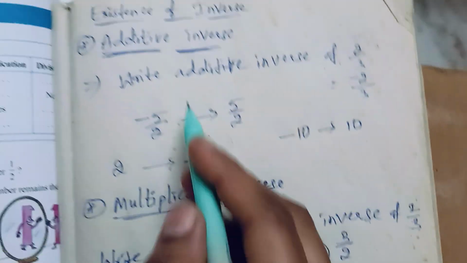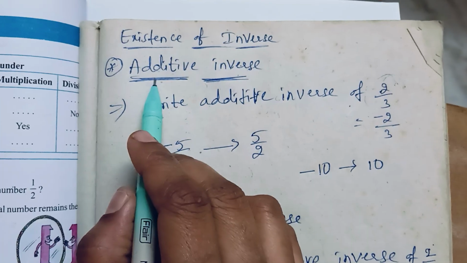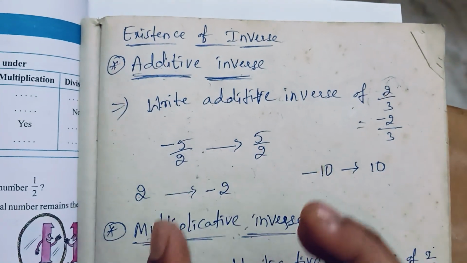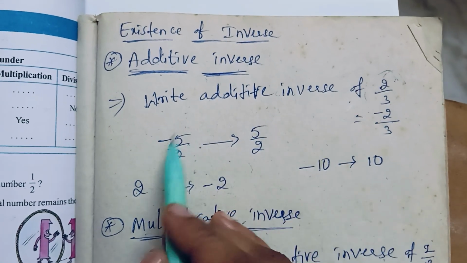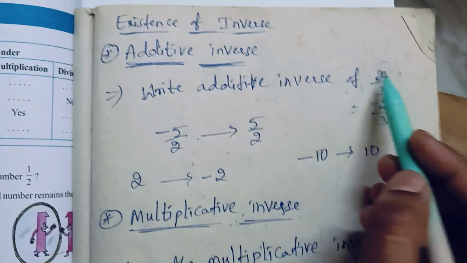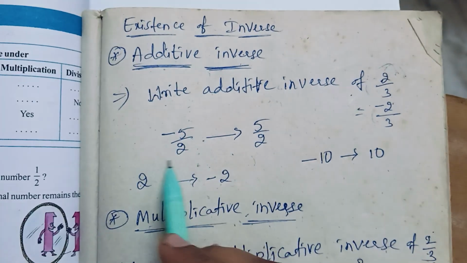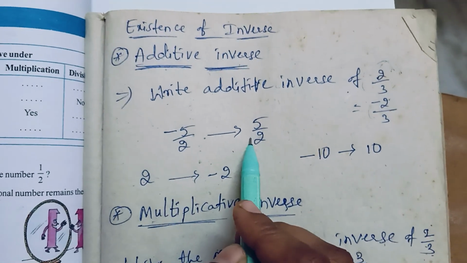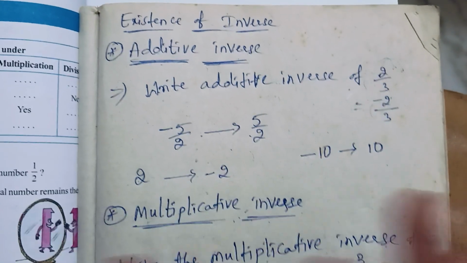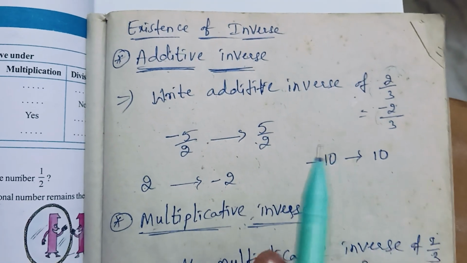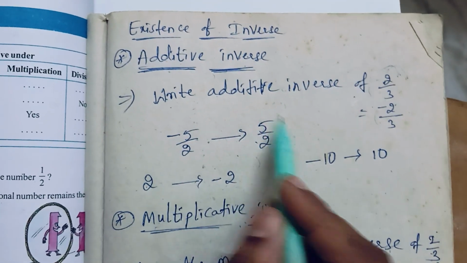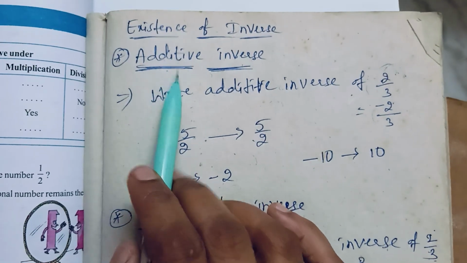Once again, I am repeating the multiplicative inverse and additive inverse. Additive inverse means we have to change the sign, positive or negative. If they give a positive integer, we write a negative integer. If they give a negative integer, we write a positive integer. No need to change the numerator and denominator. Only the positive or negative sign changes in an additive inverse.